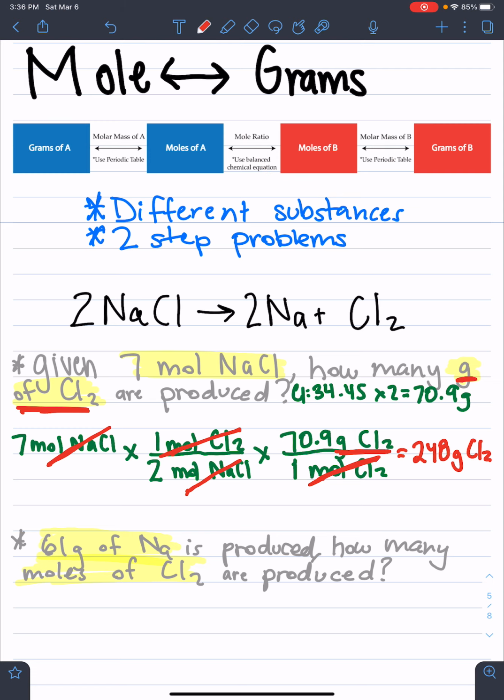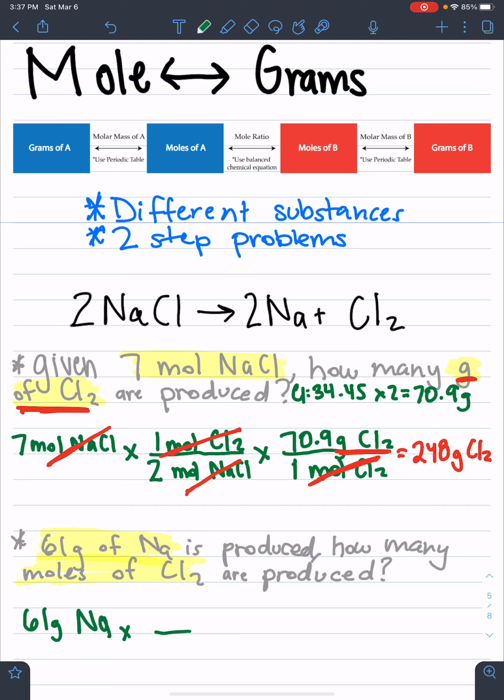So let's start with our grams on this one side. We're going to start with 61 grams of Na. And remember, always just start with whatever your problem gives you. Since we have grams of Na, remember I said we always want to try to change it to moles. So since we're doing this first step, going from grams of A to moles of A, we're going to use our molar mass from our periodic table.